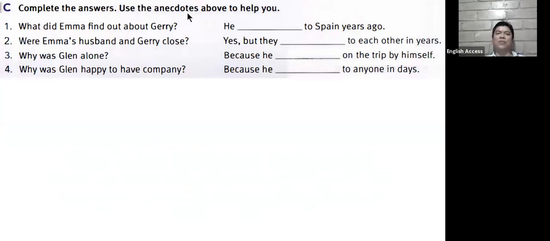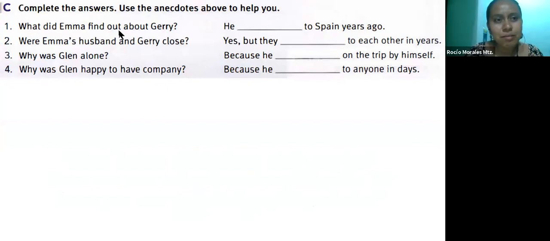Complete the answers and use the anecdotes above to help you. Number one, can you read, Rocio, please? Okay, what did Emma find out about Jerry? What is the answer?